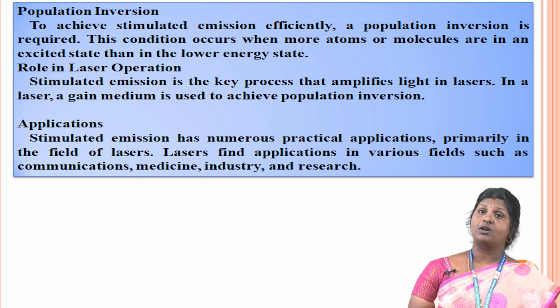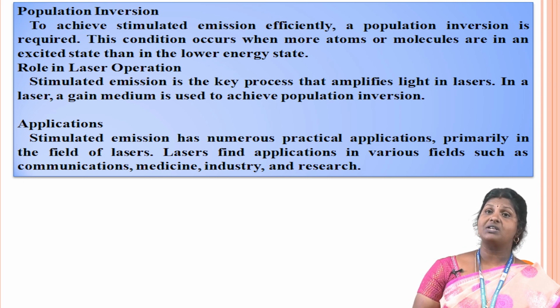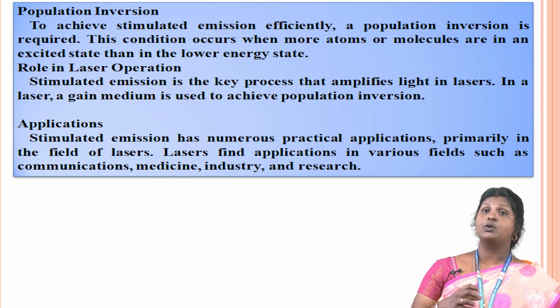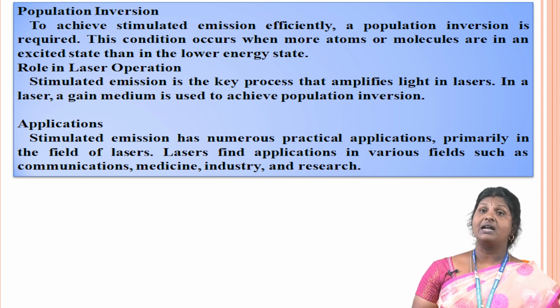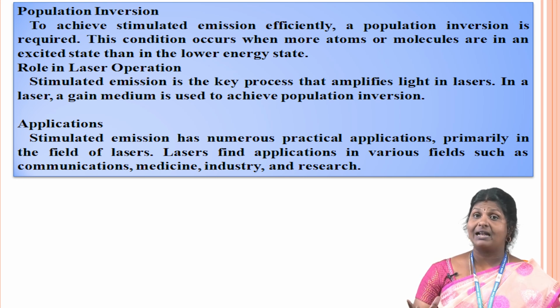The role in laser operation: stimulated emission is the key process that amplifies light in a laser. In a laser, a gain medium is used to achieve population inversion. When a photon passes through the medium, it stimulates the emission of an identical photon. This leads to a chain process resulting in coherent and amplified light emission.